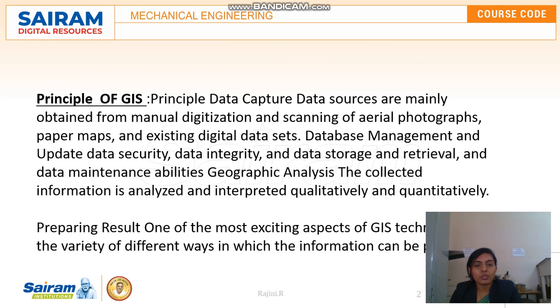One of the most exciting aspects of GIS technology is the variety of different ways in which the information can be presented. The principal data capture sources are mainly aerial photographs, images captured by satellite, manual digitalization, paper maps, and existing digital data sets. Database management, data security, data integrity, data storage, and data maintenance abilities are important, and the collected information will be analyzed and interpreted qualitatively and quantitatively.